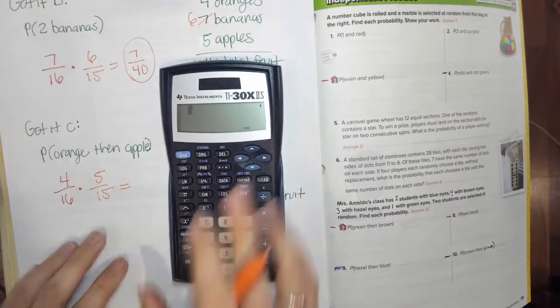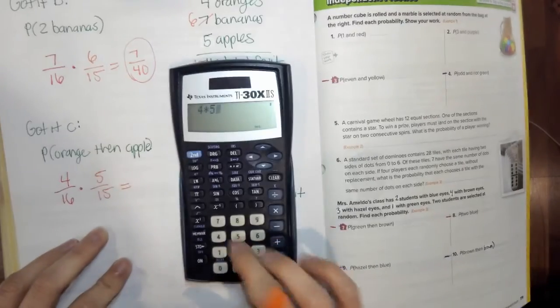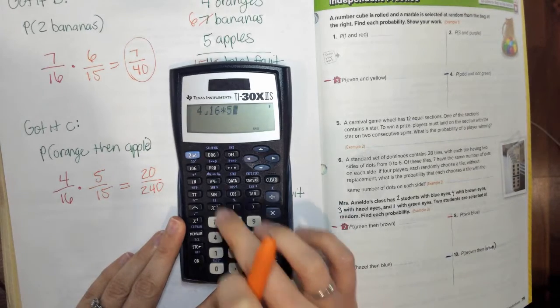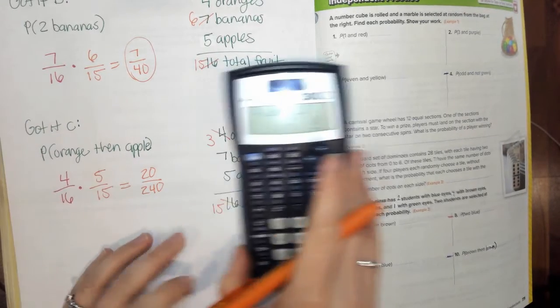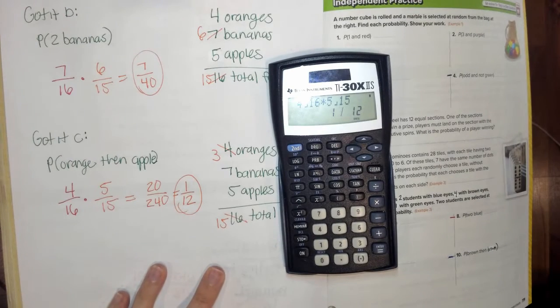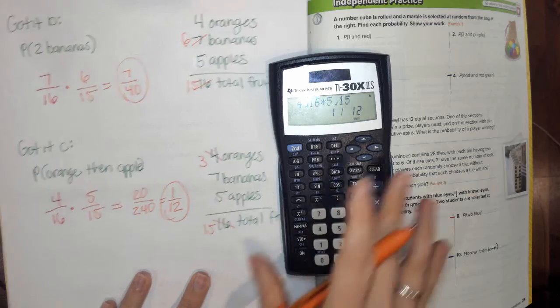Okay? And if you don't have the calculator simplifying for you, just so you know, 4 times 5, you get your 20 on the top, and your 16 times 15, we get the 240 on the bottom. If you are using a calculator that simplifies for you, when you multiply, you end up with 1/12. Okay? These are dependent events, because once you pick one item, it's no longer there for the next person to pick. So the options for the second person depends on what the first person did.